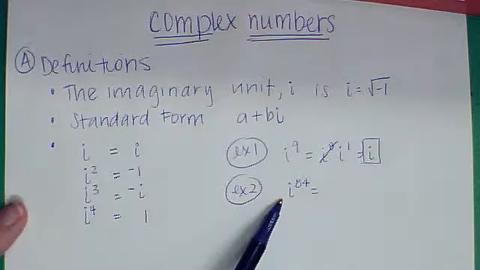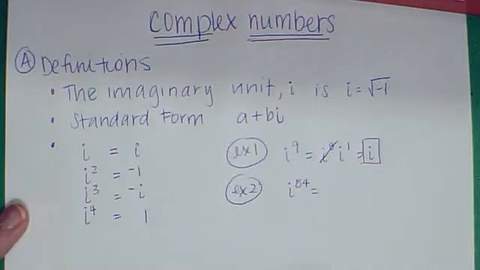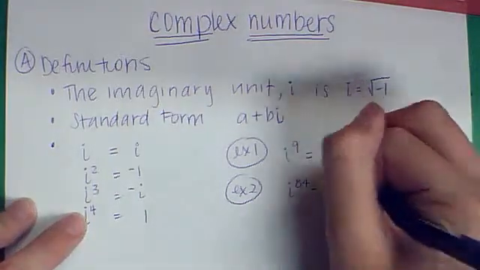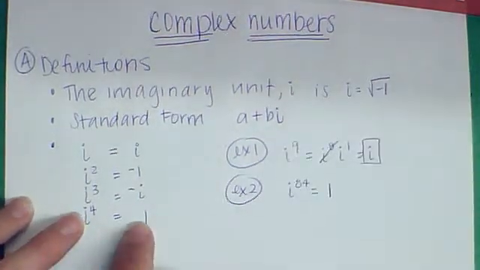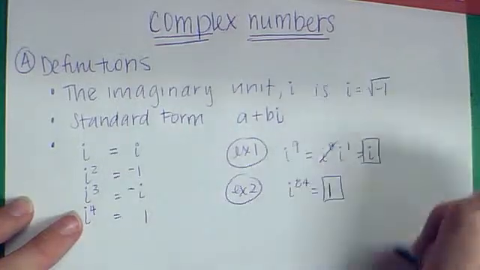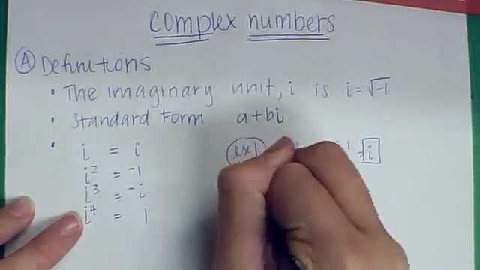Instead, does 4 go into 84? Yes, it does. So if 4 goes into 84, the answer is just 1 if it goes in a perfect amount of time. Let's do one more like that.